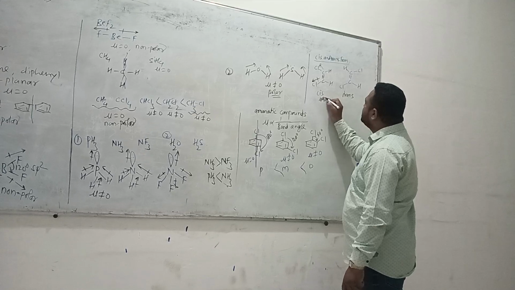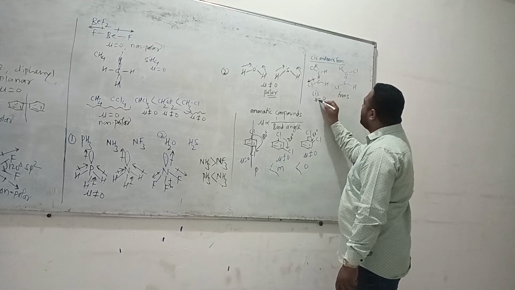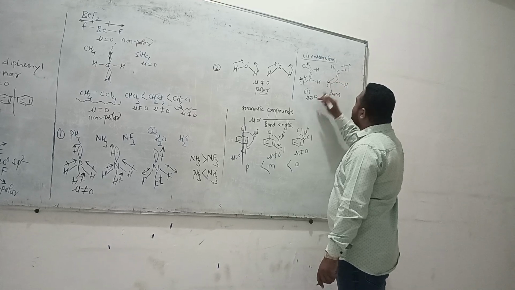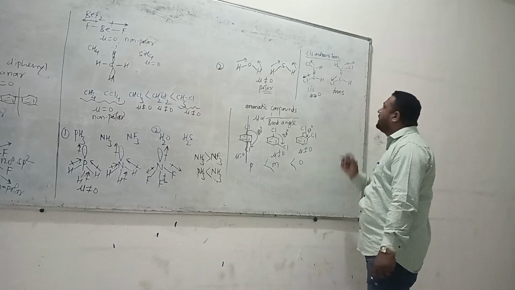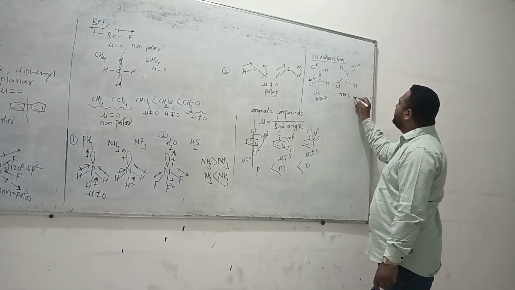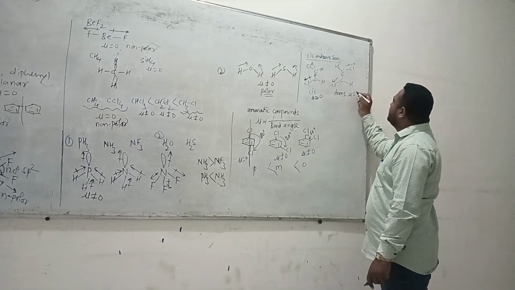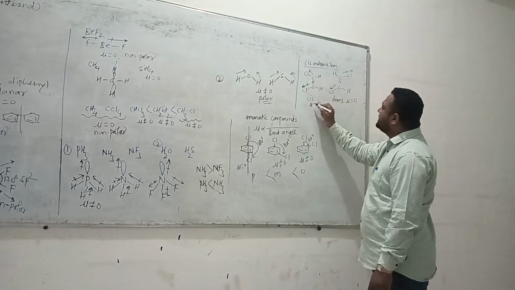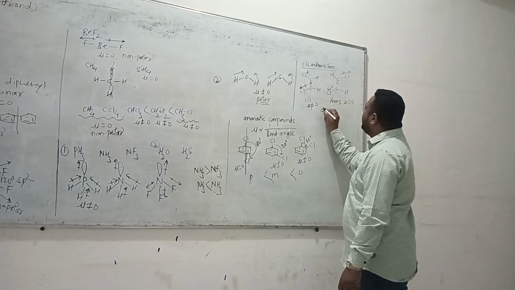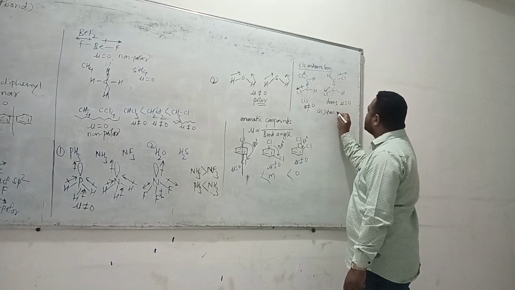Dipole moment is not equal to 0. Here in this case dipole moment is greater. In trans, the two dipole moment directions are opposite. Therefore, dipole moment is 0. In the cis case, dipole moment is not equal to 0. And cis has more dipole moment than trans.